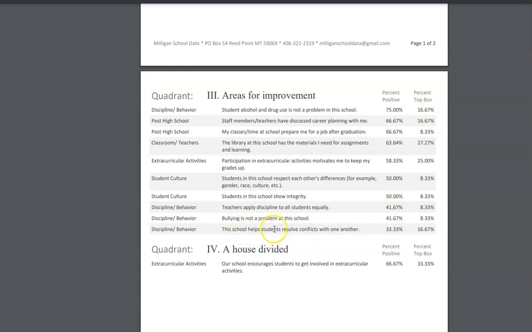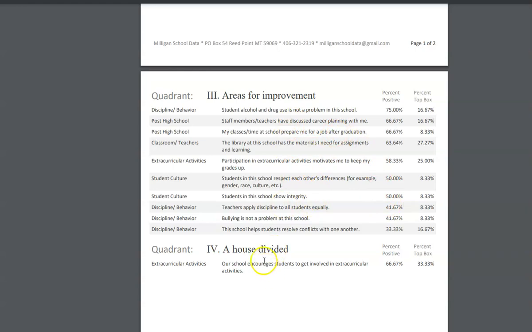And so this school helps students resolve conflicts with one another, for example, has a relatively low percent positive and a relatively low percent top box. So these, again, as you are thinking of action plans for your school, these are a great place to look to make action plans. And so you can look at these and say, teachers apply discipline to all students equally. You can make a goal that says next year when we take this survey, we want this to be at least 50% positive, or at least 25% top box, whatever you want to create as a goal there. So those are your areas for improvement.